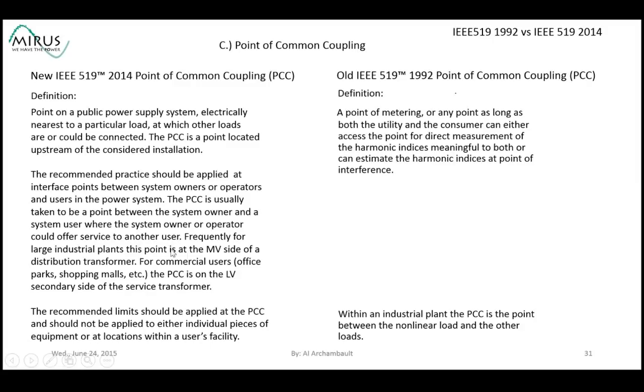Frequently, for large industrial plants, this point is at the medium voltage side of the distribution transformer. For commercial users, office parks, shopping malls, etc., the point of common coupling is on the low voltage secondary side of the service transformer. The recommended limits should be applied at the PCC and should not be applied to either individual pieces of equipment or at the location within a user's facility. There's a significant difference there. Now, what does that mean? Let's look at what it means.